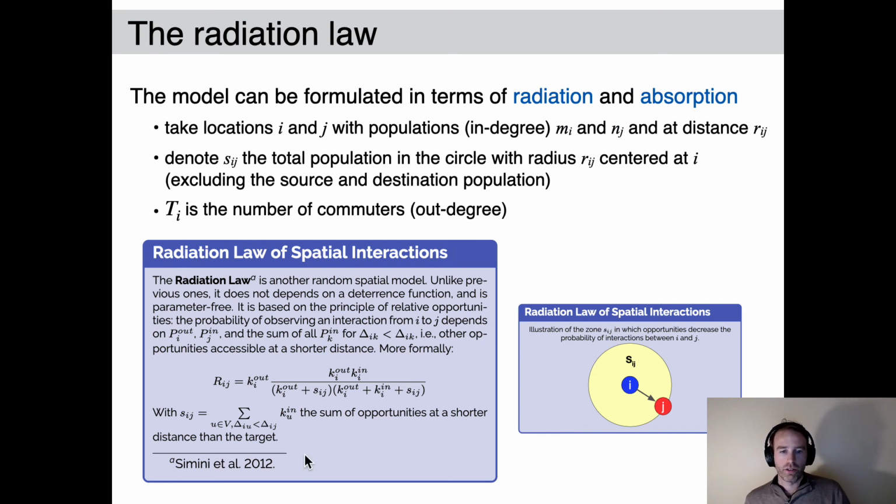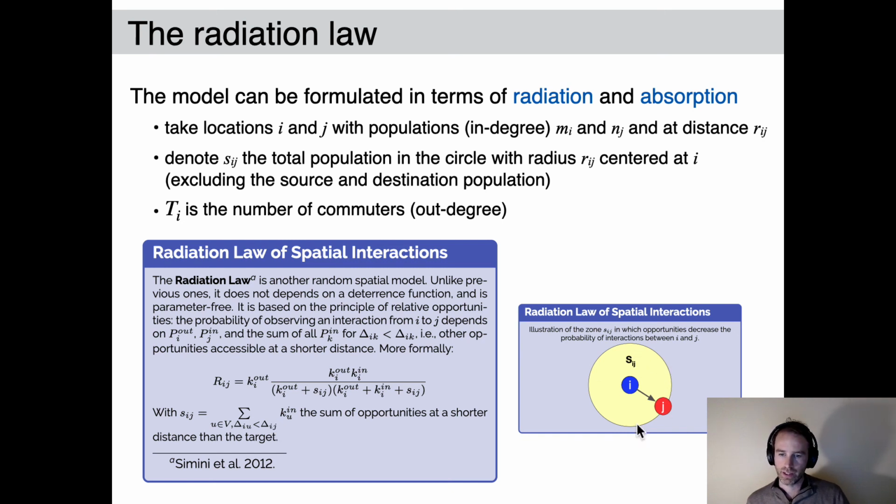So here are the details of the model. Basically, it's defined by this equation. The probability of observing an edge between i and j, the strength of the connection between i and j, depends on their degree and on S, which is defined here. And this S is defined as the sum of the degrees of all the nodes which are located at a distance which is less than the distance between i and j.